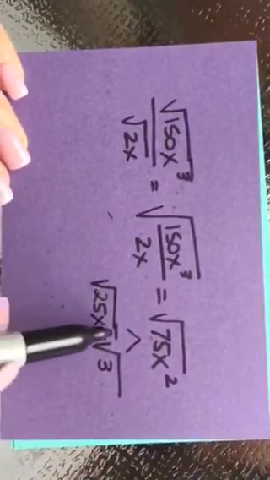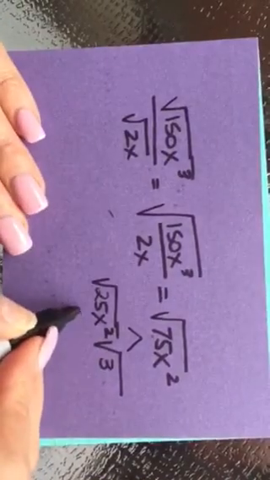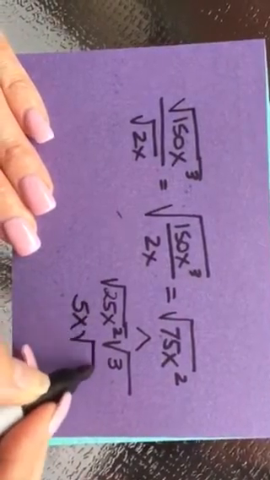So now let's take this out of the radical because both of these are perfect squares. We can say that this is 5x times the square root of 3.